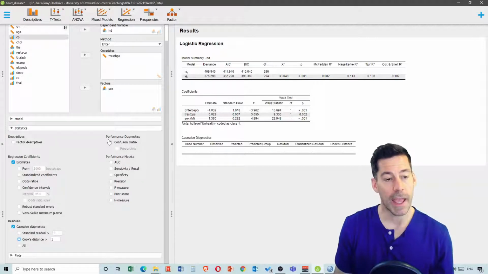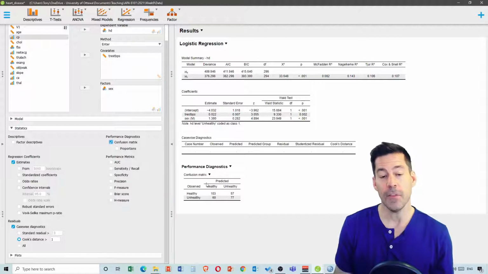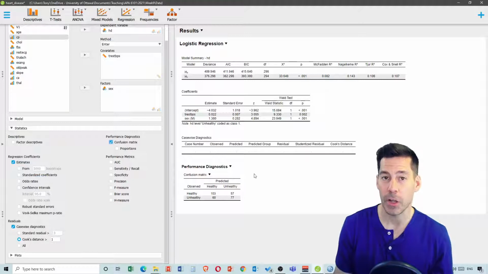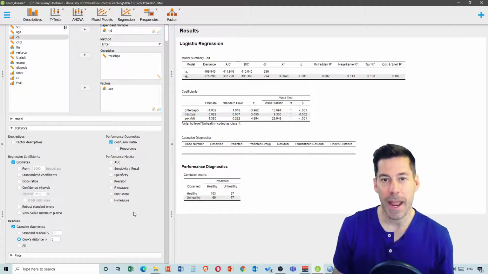If I want to look at my confusion matrix, this just gives me the raw counts of the predicted versus observed healthy and unhealthy. So this will give me some way to see how good my model was at actually predicting versus reality. Okay, so let's move on and do this same analysis in R.